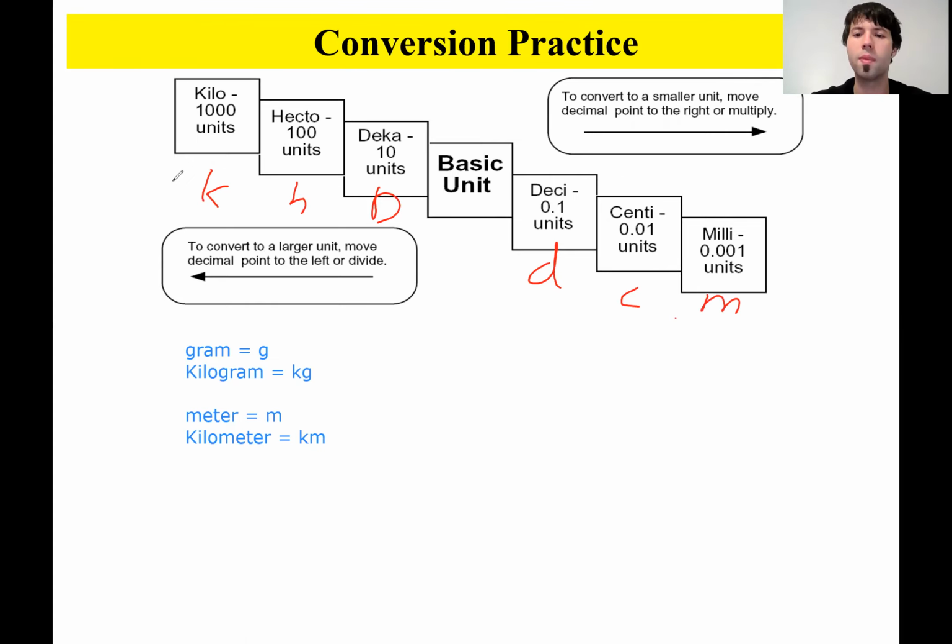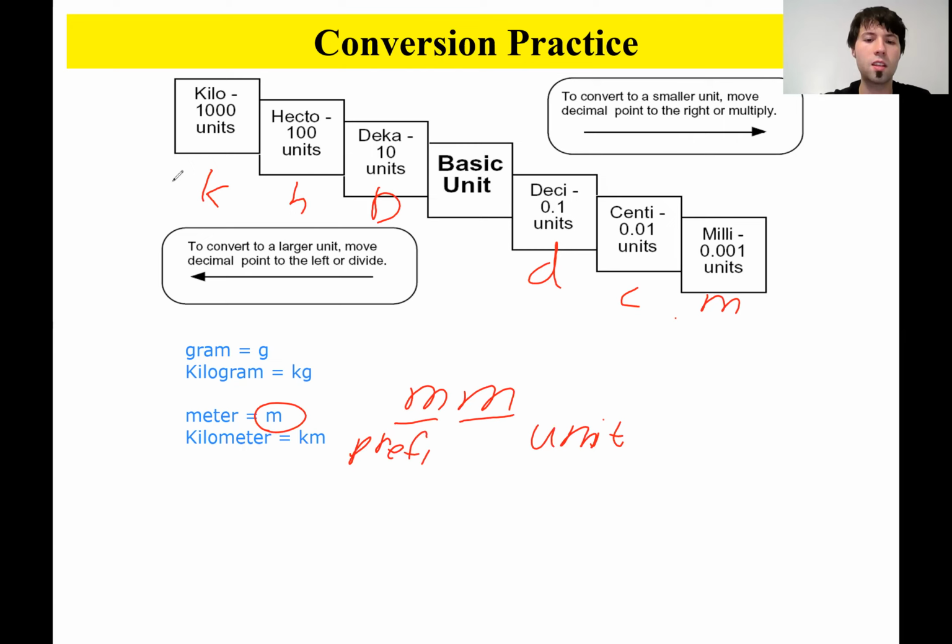Milli is lowercase m. So I know that's a little bit confusing because we already have a lowercase m for meters. So when you see m, that's millimeter. So you just kind of have to remember that if I ever have a metric prefix, my second letter is going to be my unit, and my first letter is going to be my prefix. And that's just something that you'll have to remember when you see these units. For example, milliliter, the L is for liter, M is for milli.